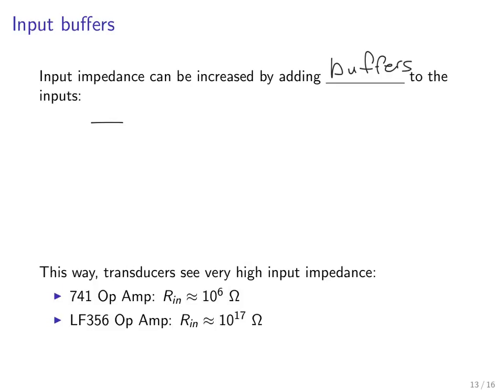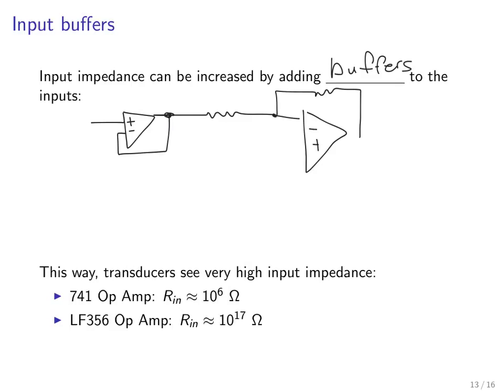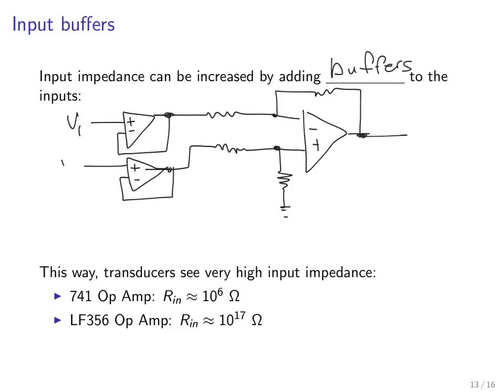So what we would do here is connect a voltage follower to both the V1 and the V2 inputs of the differential amplifier. Okay, and now we've got V1 and V2 going into the buffers before they hit the differential amplifier. And this way, the transducers will see a very high input impedance.